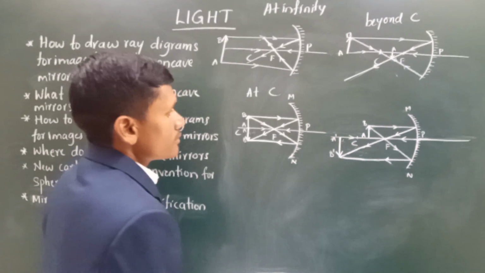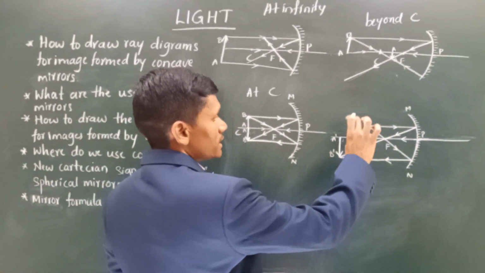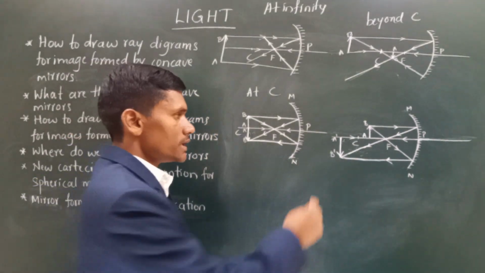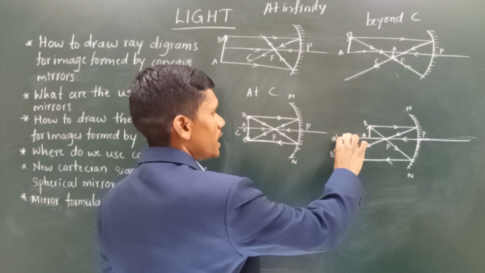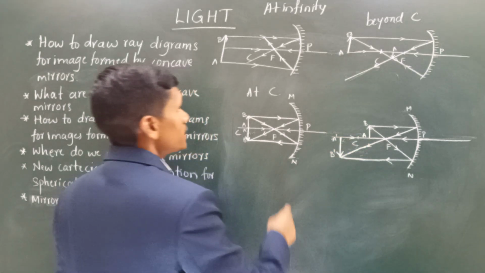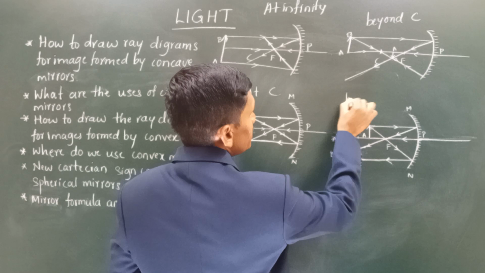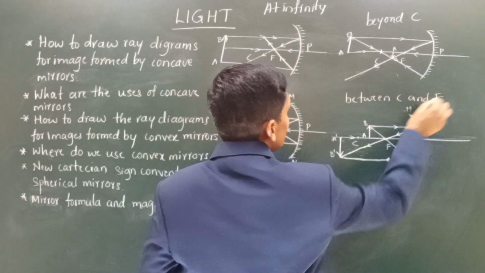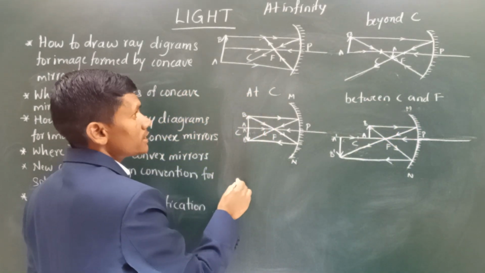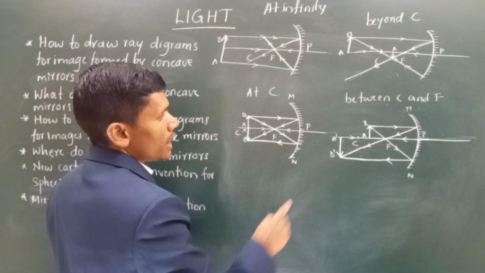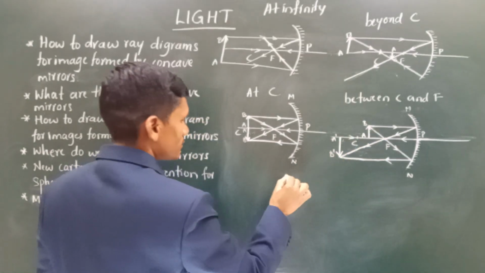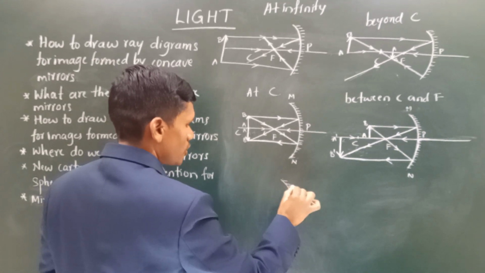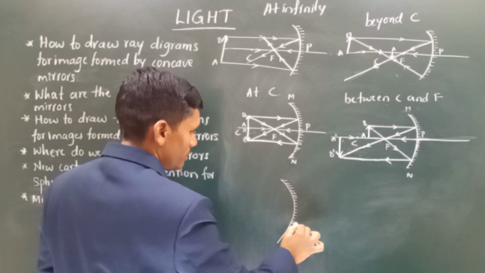Next, when the object is between C and F, what will be the nature, size and position of the image? That is beyond C, enlarged, real and inverted. Next, between C and F, we did not show that. Next, let us consider when the object is at F. We have to consider this time when the object is at F, what will be the nature, size and position of the image?